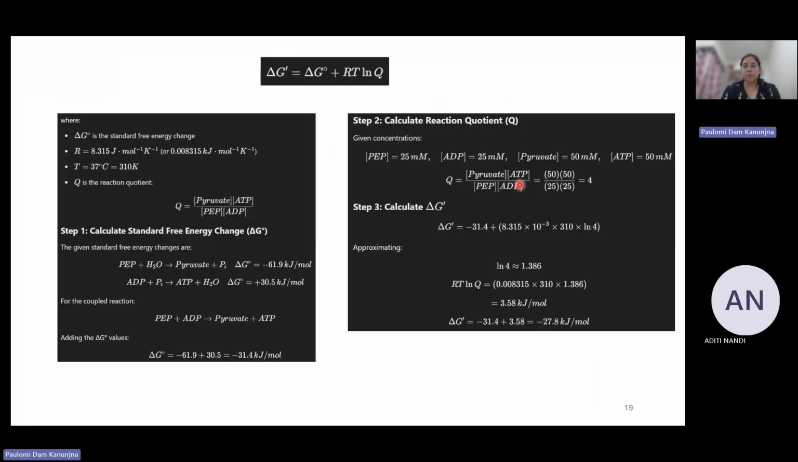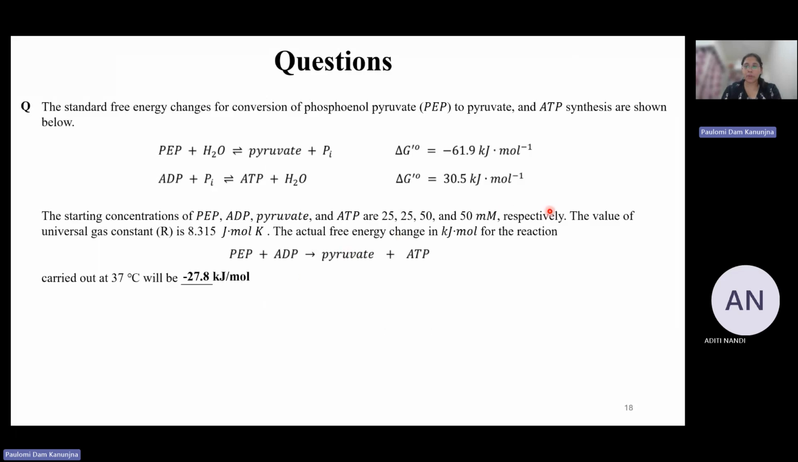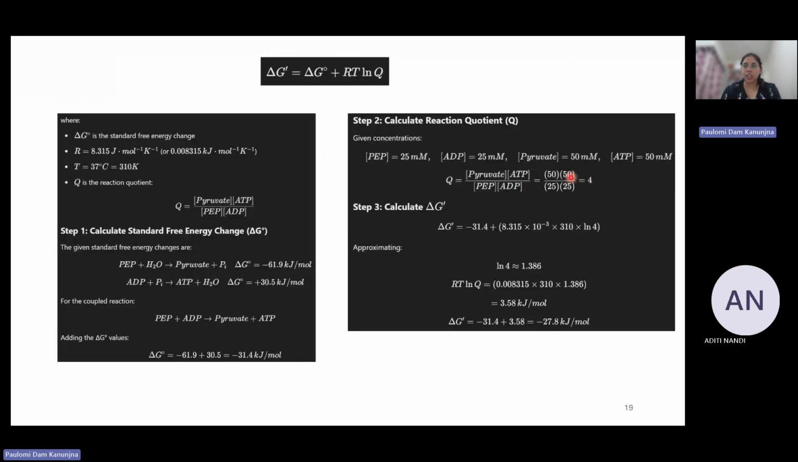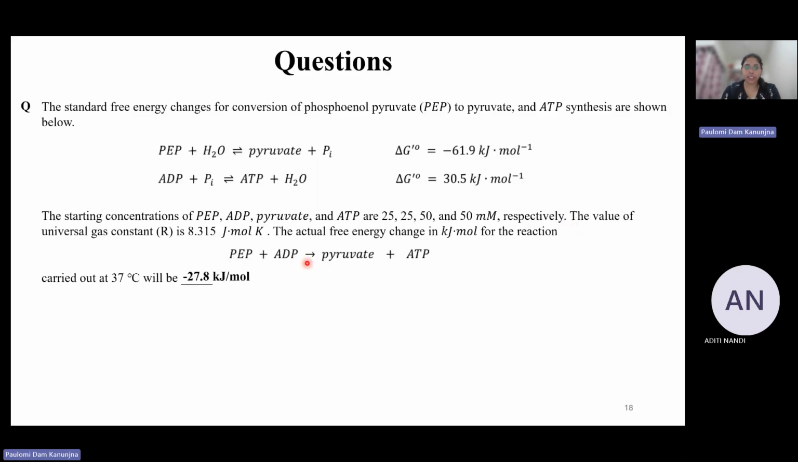So you need to do the same. All of these have the same unit, millimoles. So you first keep them in the same concentration, which is 50 by 25, 25. That's what's happening, giving 4. Now you have delta G is basically minus 31.4 plus RT into ln 4, which is basically here.